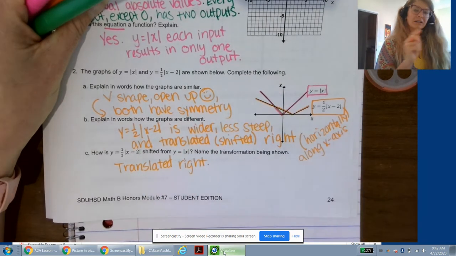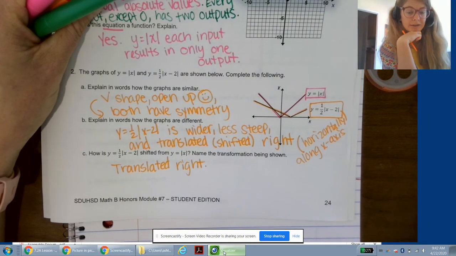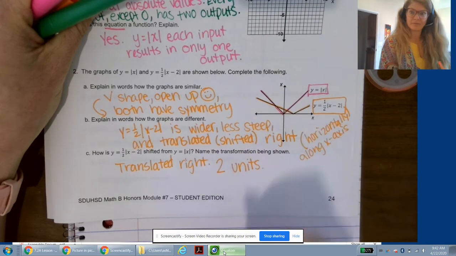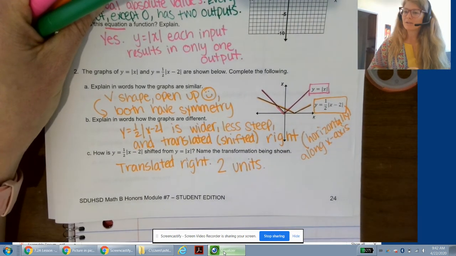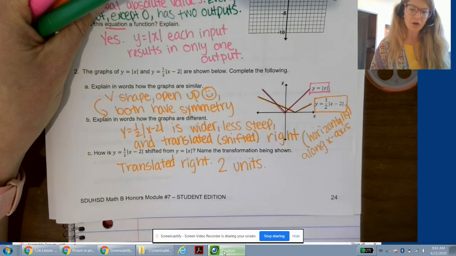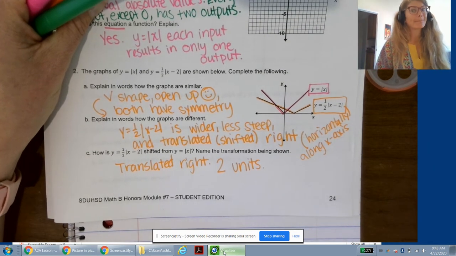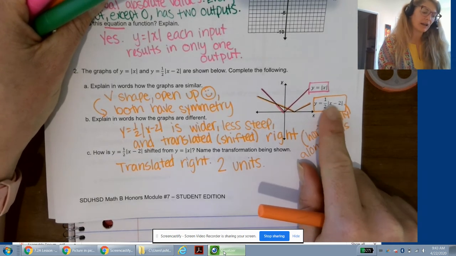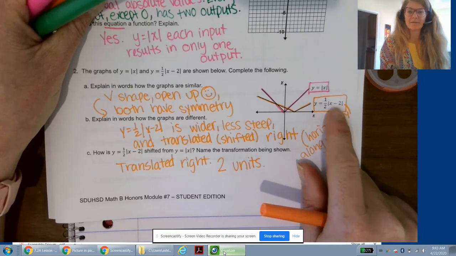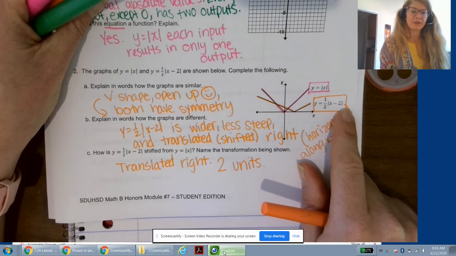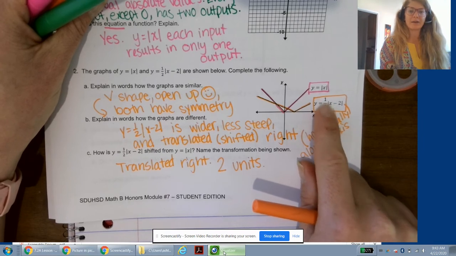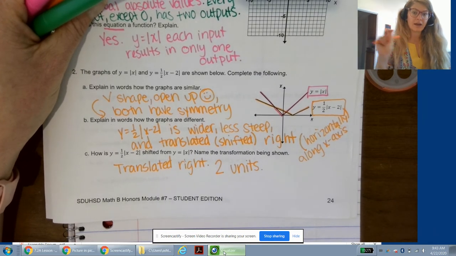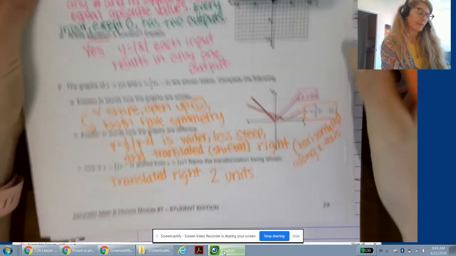I'm going to tell you a secret here. I'm going to tell you how many units it's translated. It is translated right 2 units. Mrs. Barr, how did you know it was 2 units? Well, let's look at that equation a little bit closer and think about how I knew it was 2. If I do something on the inside of this absolute value, I'm affecting x, my input. If I'm doing something on the outside of the absolute value, I'm affecting y, my output. Y controls vertically, x controls horizontally. Okay, let's keep going.